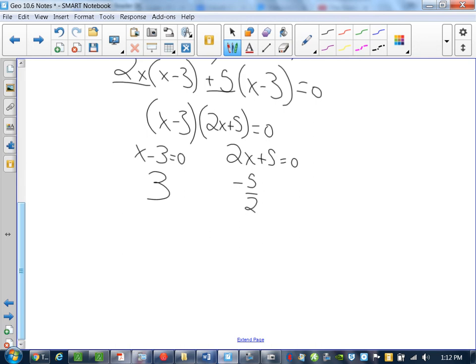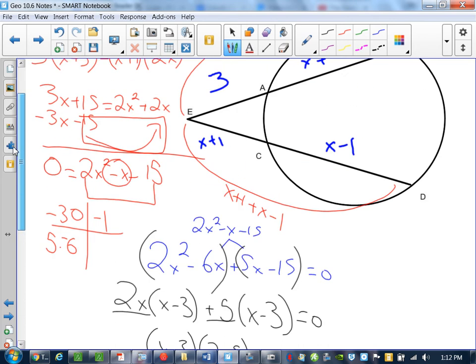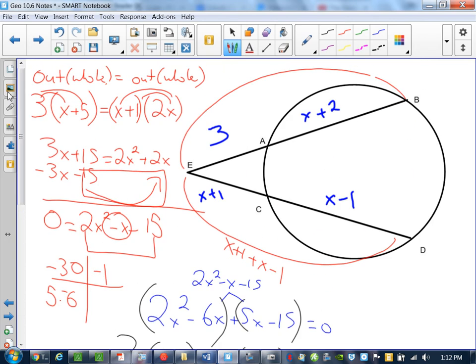But since you have one that's positive and one that's negative, you always want to double check your negative to see if it actually does work. Negative 5 over 2 is negative 2.5, if I'm not mistaken, correct? So if I go way back up to the beginning here, we had 3 and negative 2.5. Negative 2.5 plus 1 gives me still a negative answer, doesn't it? Can I have a negative segment length?